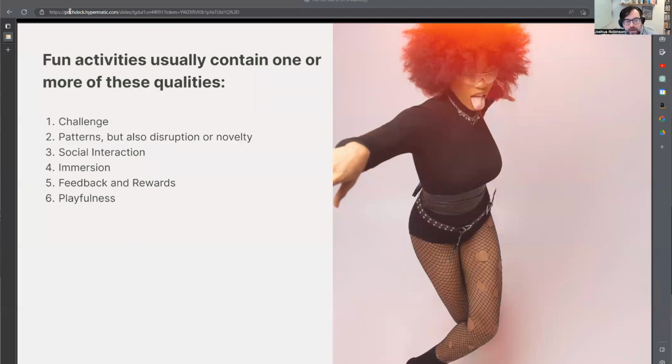So fun activities are usually going to contain one or more of these different qualities: challenge, novelty, but also patterns, social interaction, immersion, feedback and rewards, and playfulness. So these 6 things give me a starting basis for understanding why certain activities or experiences can evoke positive emotions.